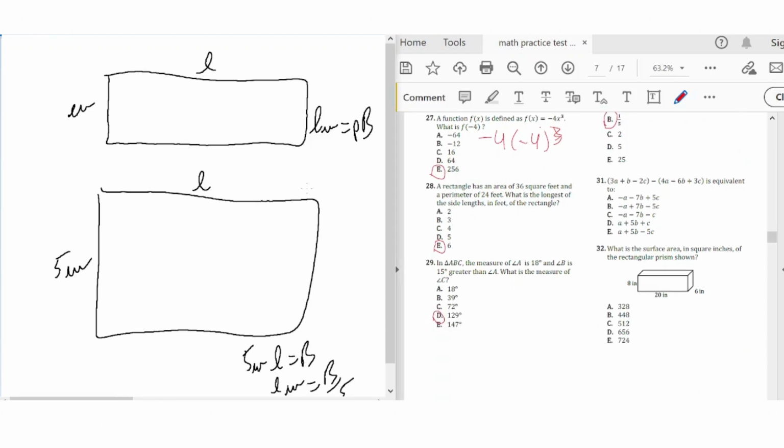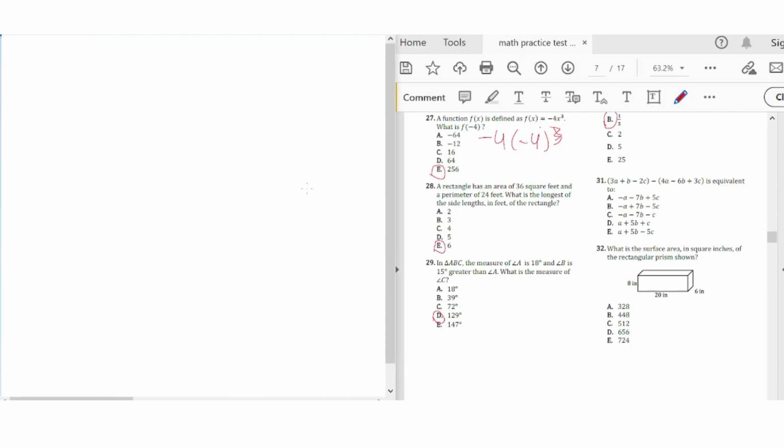Moving on to 31. We've got two expressions here, one expression composed of two sets of parentheses, and we have to simplify it. Now, the only thing to be careful of here is distributing that negative. You have to make sure that each of the terms inside these parentheses have their signs flipped. So let's do that really quick.